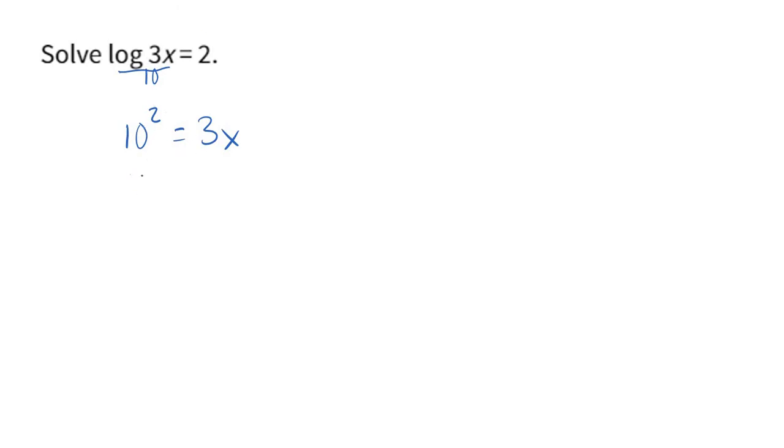So of course 10 squared is 100. We would divide 3 by both sides. Hey, x would be 100/3. Okay? How about this one?